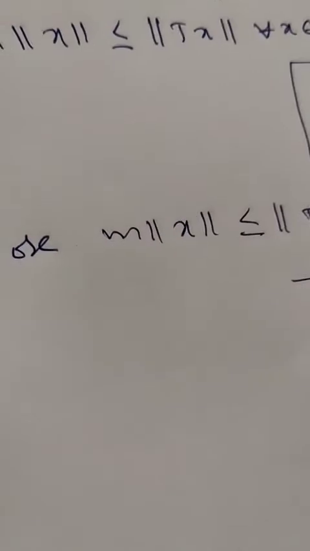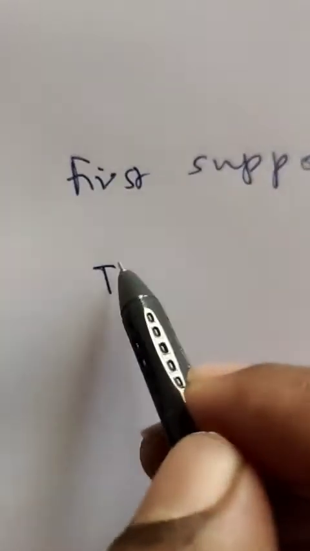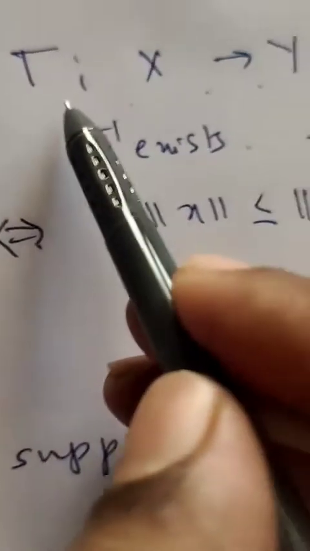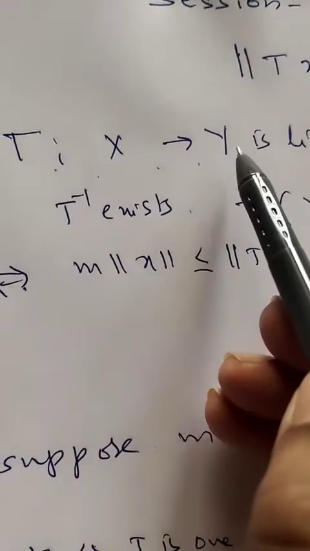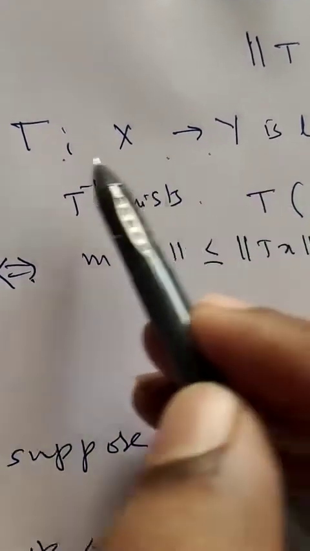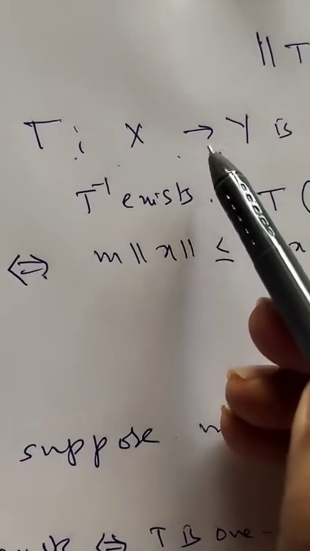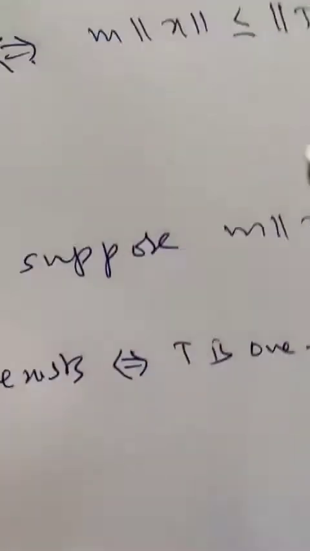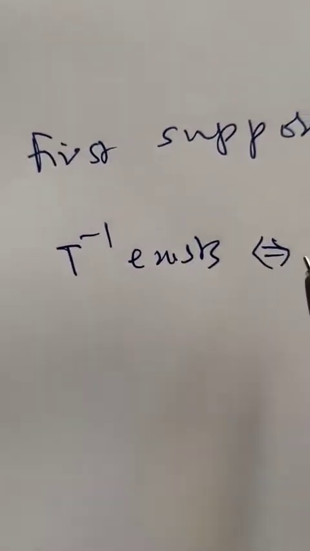Now, when does T inverse exist? T inverse exists if and only if T is 1 to 1. T is 1 to 1 because the mapping which we have taken is from X into Y, not X onto Y. So definitely the mapping is an into mapping. So to show T inverse exists, we need to show T is 1 to 1. If T is 1 to 1, definitely T inverse exists on its domain of definition, right?